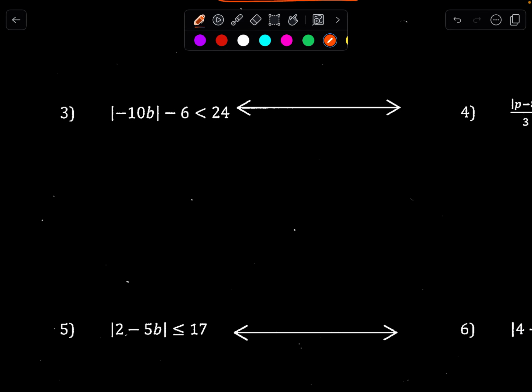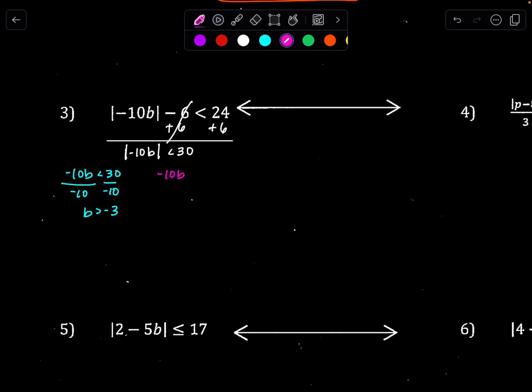Okay, it's not isolated. We've got to take care of the 6. Add your 6 first. You will get 1 correct answer and 1 wrong answer if you don't. And sometimes you might not even get 2 right answers. Okay, we are looking at the absolute value of negative 10b less than 30. Okay, we can split now. Negative 10b less than 30. Divide by negative 10. Divide by negative 10. We are dividing by a negative, so we got to make sure we flip that inequality. So now b is greater than negative 3.